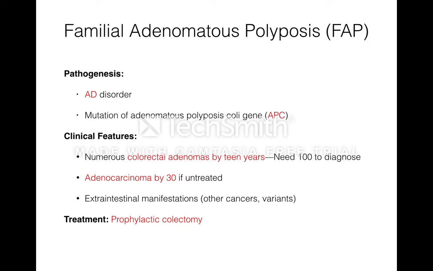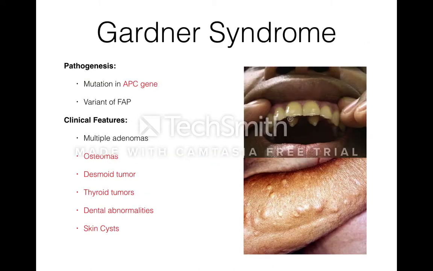Familial adenomatous polyposis, or FAP, is the syndrome associated with adenomas. It is also an autosomal dominant disorder due to a mutation in the adenomatous polyposis coli gene, or APC for short. Patients present with numerous colorectal adenomas by the teen years, and if left untreated, will develop adenocarcinoma by age 30. Patients can have other cancers as well. Because they will invariably develop cancer, they should undergo prophylactic colectomy before 30.